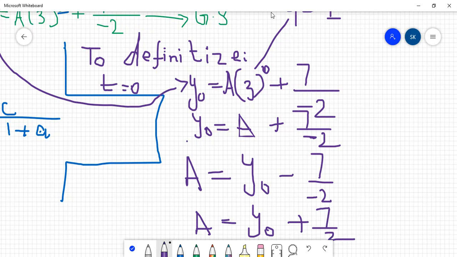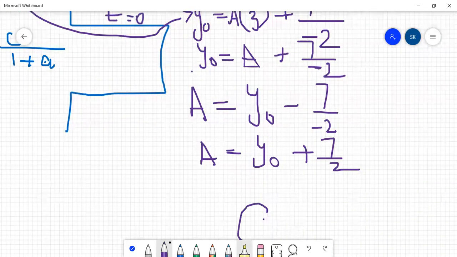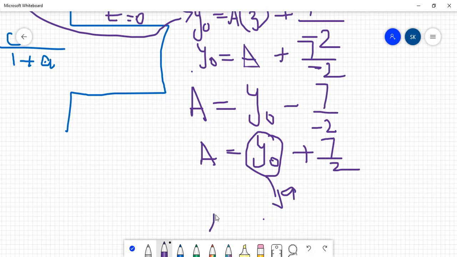Now, when we started the question, we were given that the value of y of 0 is equal to 9. This value of y of 0 is equal to 9 is given in the question. So A is equal to, you can simply substitute it over here, 9 plus 7 upon 2. Now all you need to do is solve it completely from here.